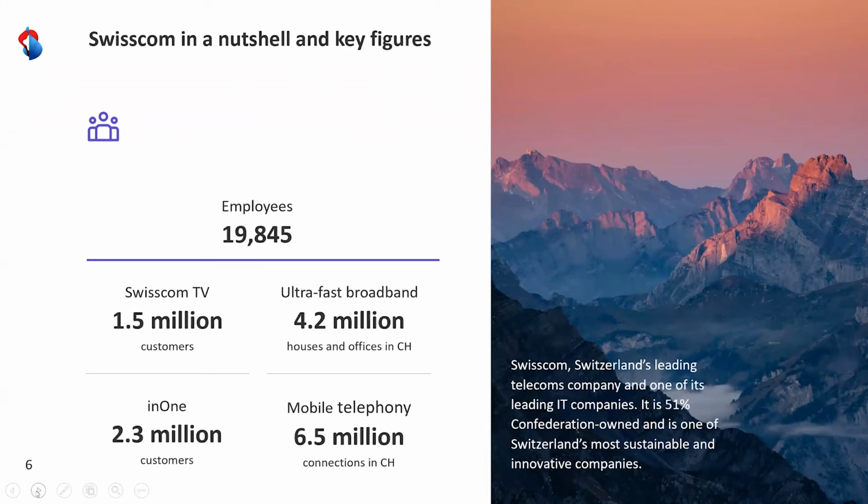Some important key figures are the following. We have about 6.5 million mobile customers with a market share of over 60%. With our bundle strategy, we serve 2.3 million customers our quad play bundle called In1. We deliver to more than 4 million broadband customers high-speed connections and serve 1.5 million TV customers our own developed TV product. All in all, we can say we're quite successful in the Swiss market, with market shares between 50 and 70%, and in some areas even more.